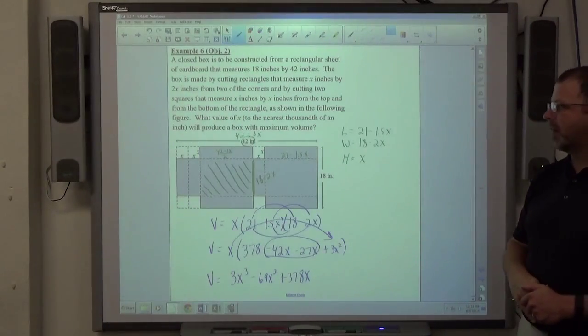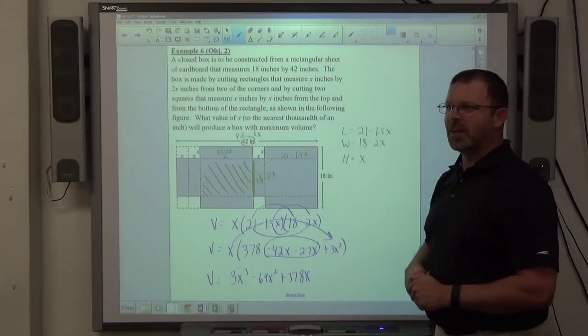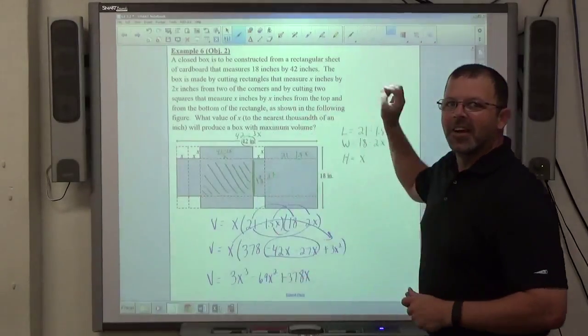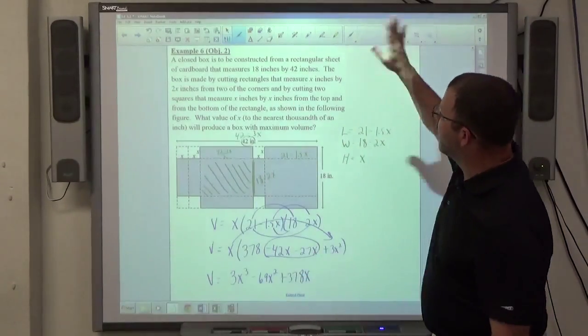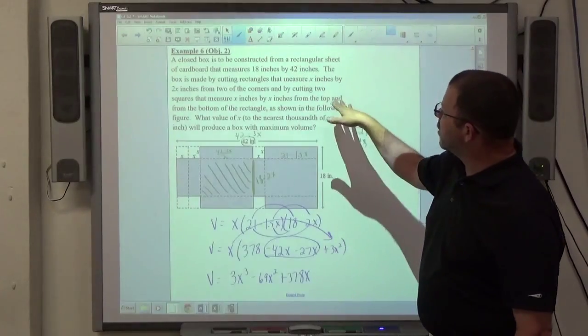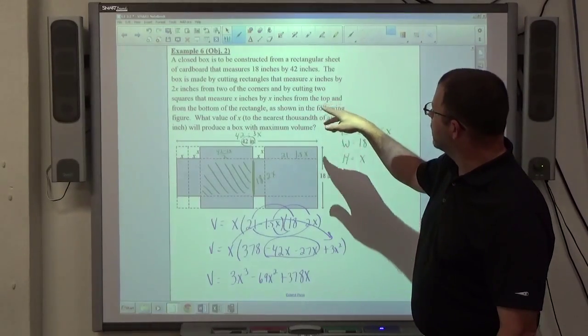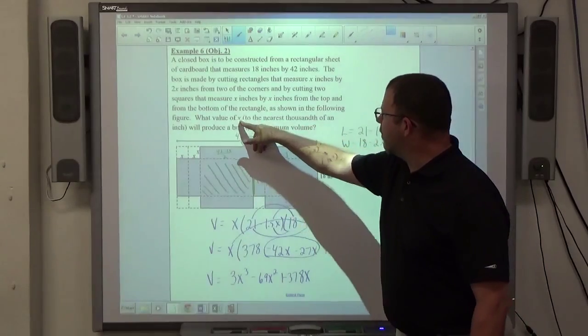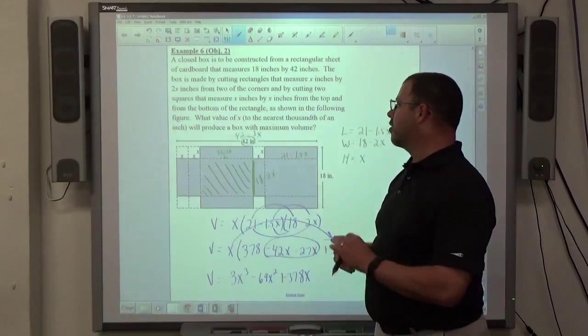What do you think x looks like? It looks like a letter in the alphabet. I always read the directions. It has asked me to do this kind of stuff. So anyway, a closed box is to be constructed from this, the box made by cutting that, and so on. What value of x to the nearest thousandth inch will produce a box with maximum volume?